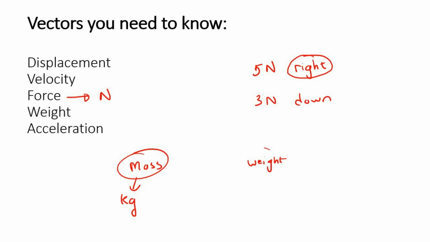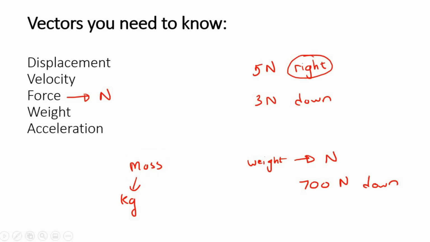But weight is actually not in kilograms. Weight is actually measured in newtons. So weight is actually a type of force. And so when you give your weight, you would say 700 newtons, and then you would say down. Okay? So it always has a direction. So mass and weight are not the same thing.